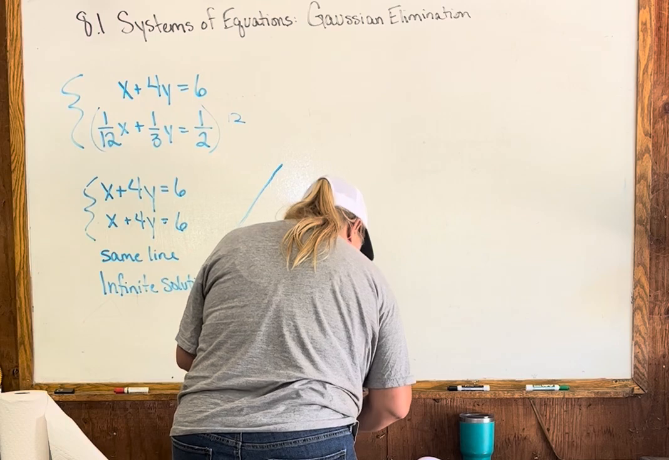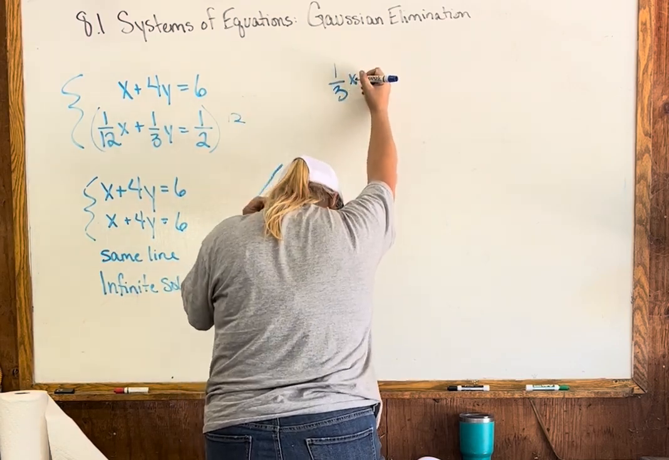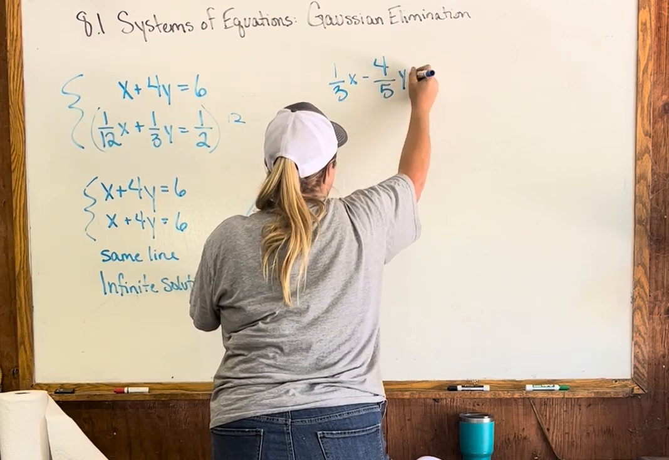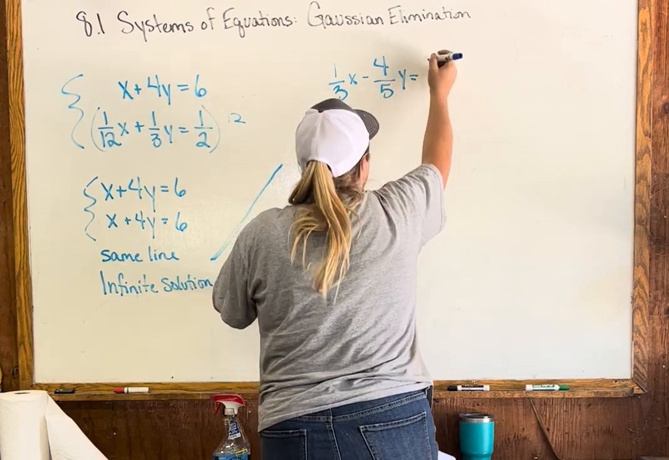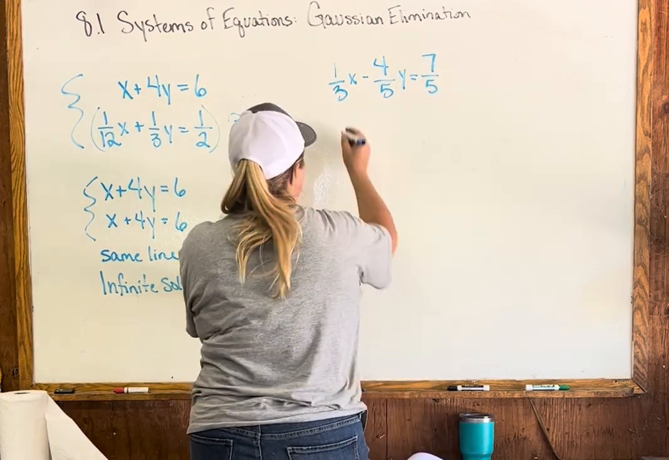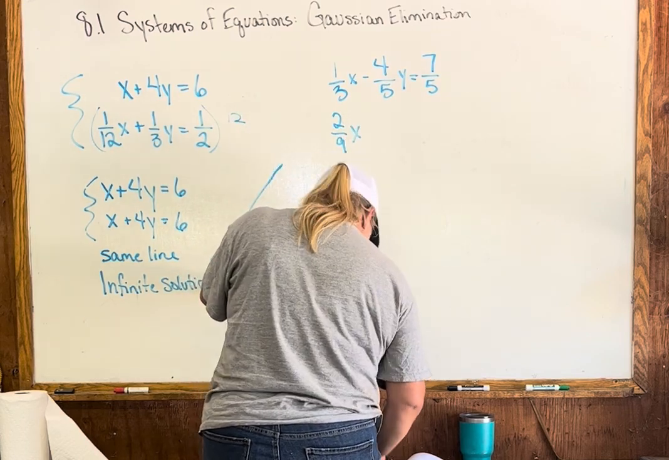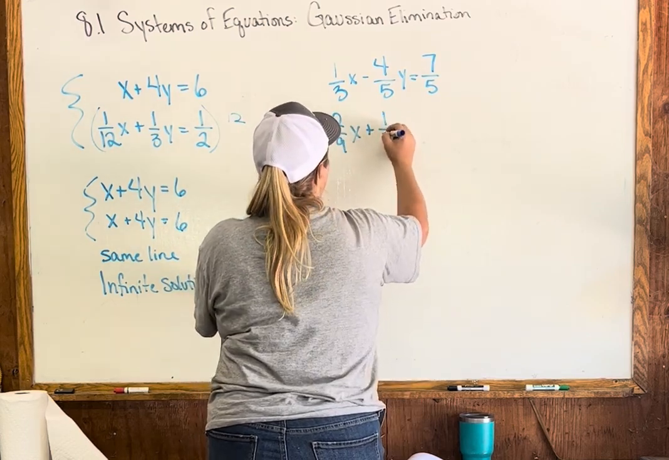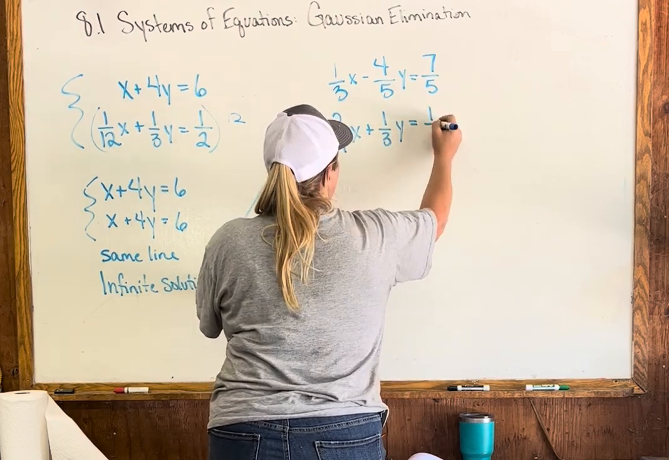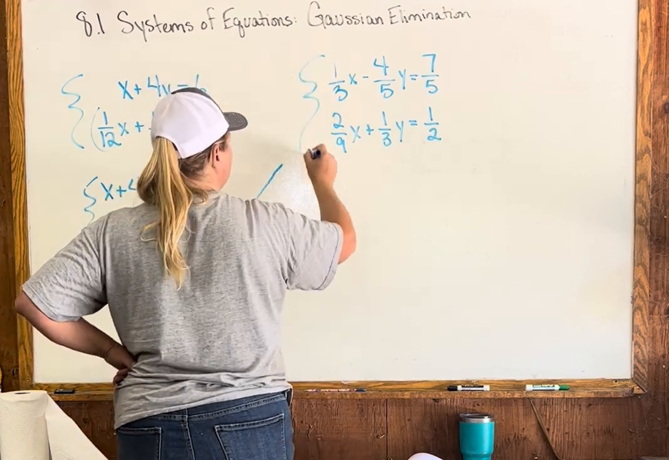Okay, so how about 1/3 x minus 4/5 y equals 7/5? And the other one has fractions too: 2/9 x plus 1/3 y equals 1/2. Okay, these definitely are uglier looking.